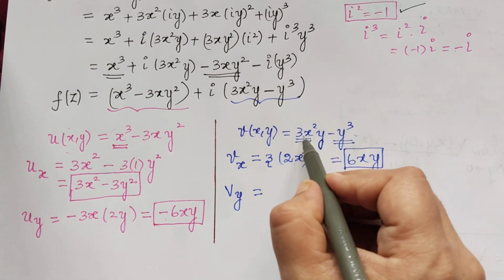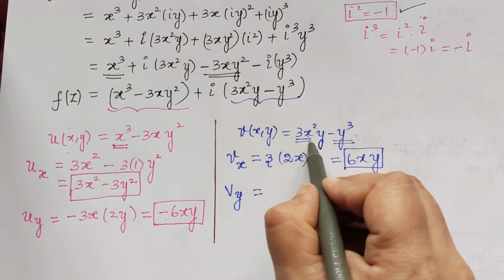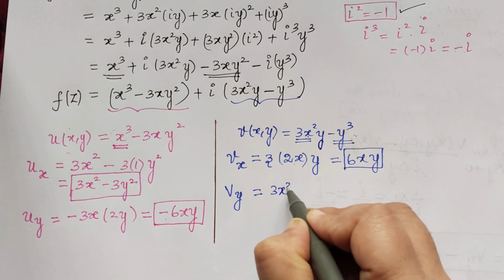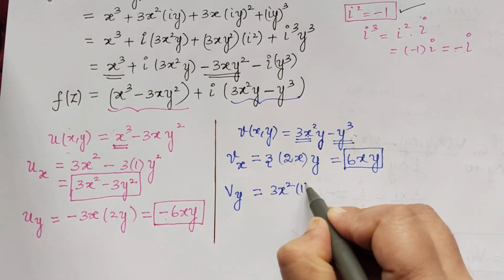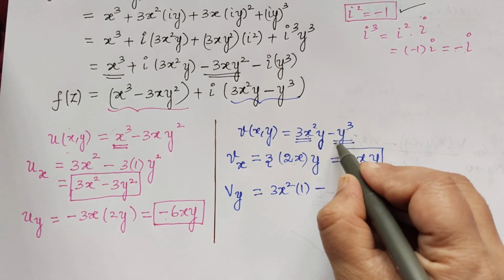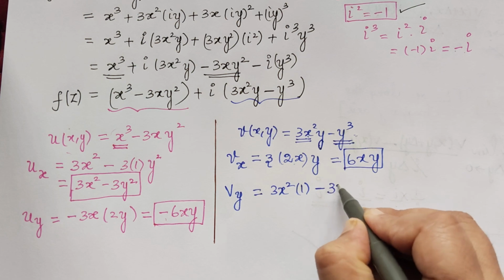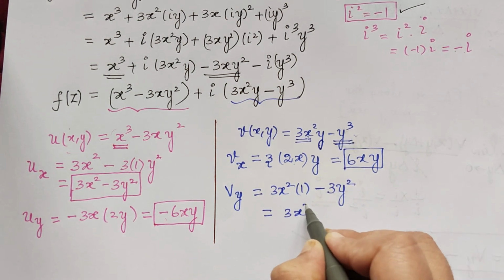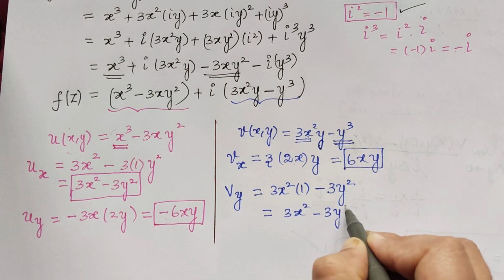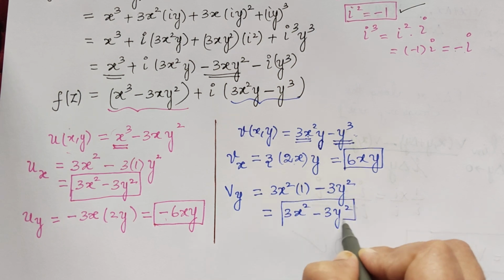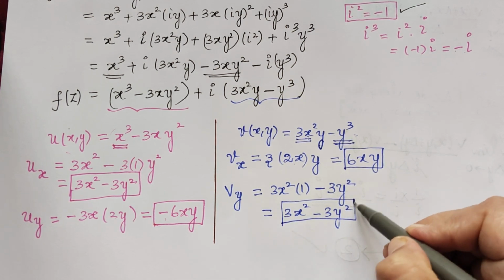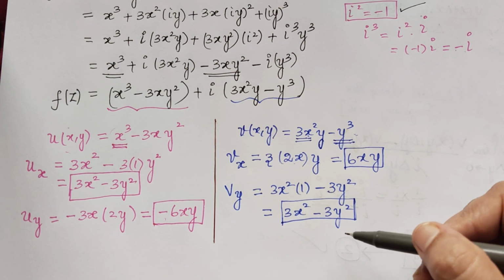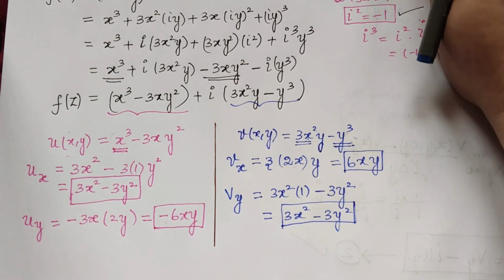Now next we will find vy, which is equal to differentiation of v partially with respect to y. So x will be treated as constant. So 3x square comes as it is, and the differentiation of y is 1 over here, minus the differentiation of y cube, which is 3y square. And so therefore we obtain 3x square minus 3y square. So this is vy.